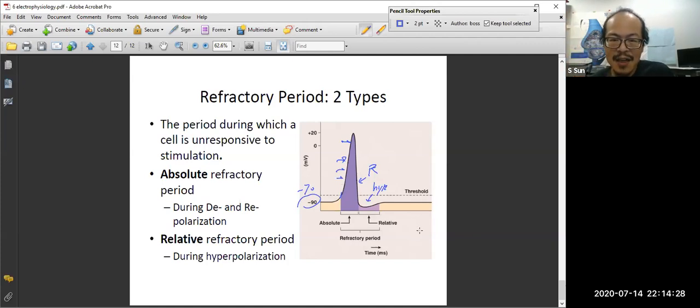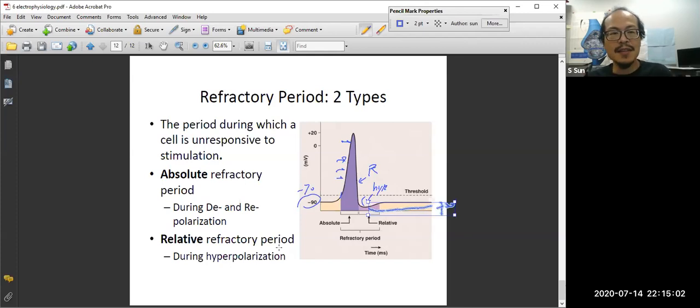Now, in the hyperpolarized state, this one may be minus 100. So you need to increase 30 millivolts. You need to push it harder. It's not impossible. It's just that your stimulus needs to be harder. And that is the other type of refractory period, called the relative refractory period. It's not impossible, it's just your stimulus has to be higher.